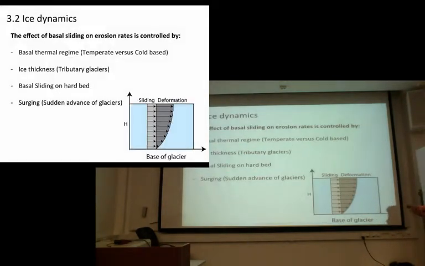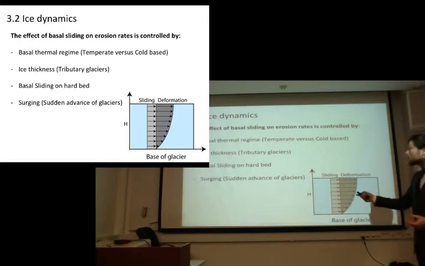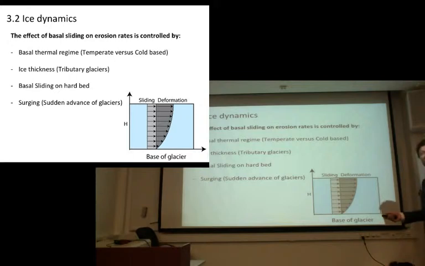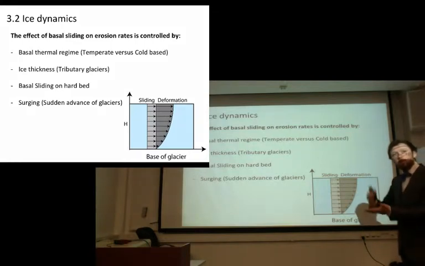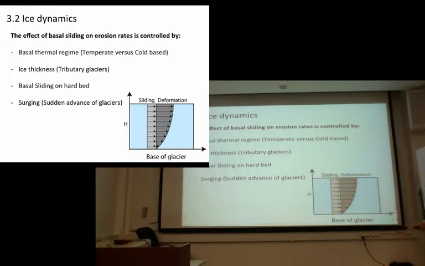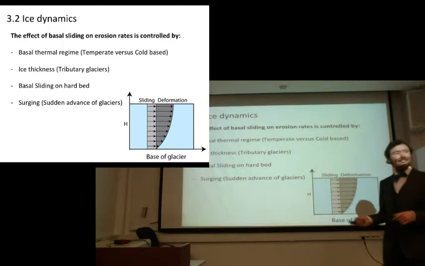You can then look at the ice dynamics, and I've shown you the equation before, and we know that basal sliding is really an important thing. But there are other factors, like the basal thermal regime. It means, is the glacier bed or ice sheet bed temperate? Do you have water? Or is it cold-based, completely frozen to the bed? Then I'm going to quickly look at the ice thickness that influences the basal sliding, and then basal sliding and a particular phenomenon, surging.